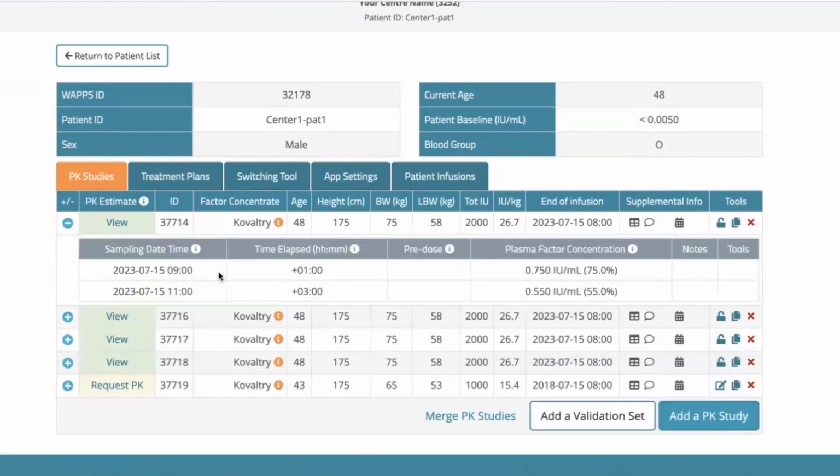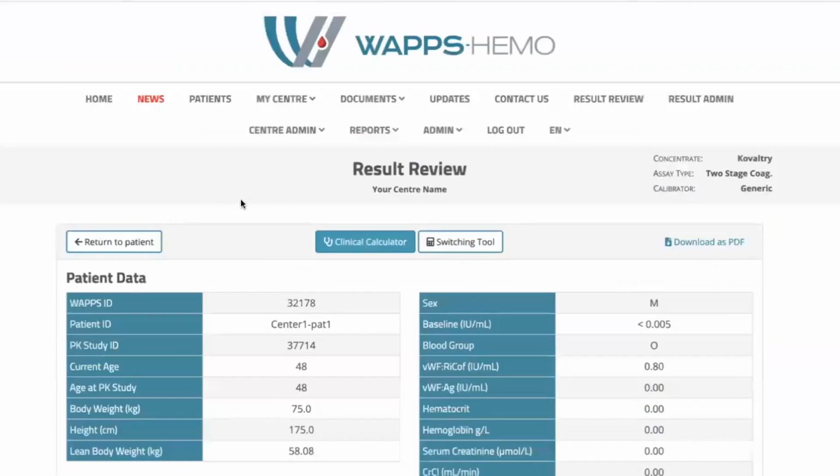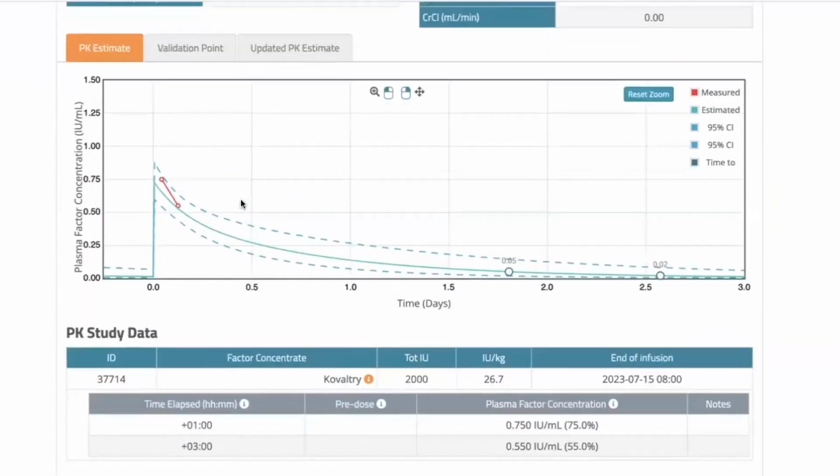Last time, we had a measurement at 1 hour, a measurement at 3 hours, and we had a 75 kg person treated with 2,000 units of Covaltry. And now you see that the request PK button has changed to a view button. Now you have access to the estimated PK. So I click on view and I get the PK report.